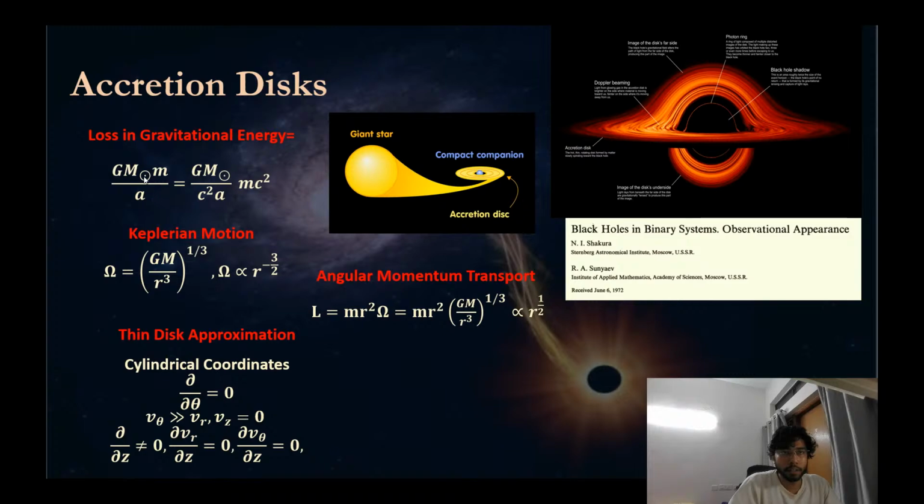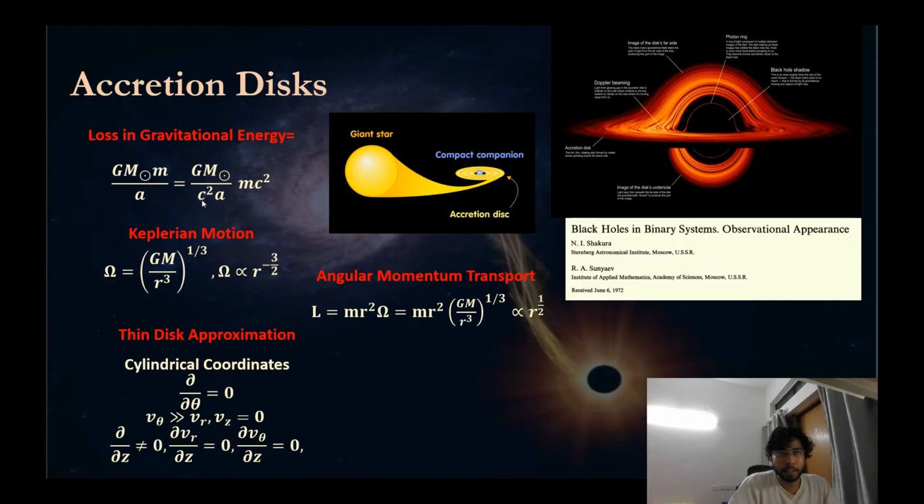So M is the mass of the central object. In this case, I have considered only one solar mass. So solar mass is represented like this. So if at the center we have an object whose mass is one solar mass, and the matter it gains from this star is, let's say, small m, then it is converting. So this is just equal.